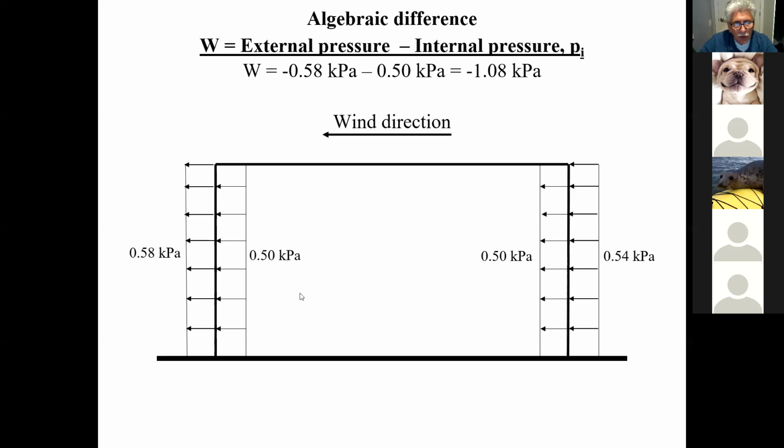This is just to make you understand why these two get added up together. I have a negative value here and I have a positive value here. It's the algebraic difference of that minus that gives me that. And that's what's acting on the leeward side. And since this is higher than the windward side, this is the one I'm going to be using to design my girts.